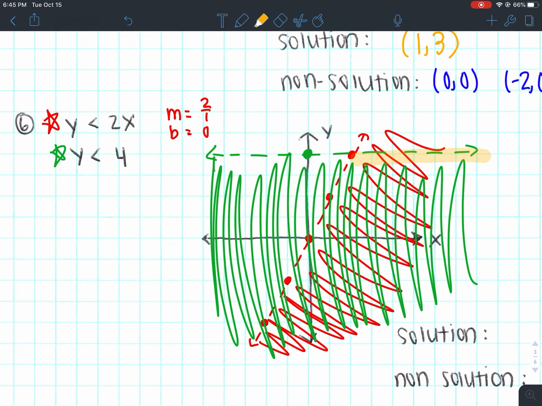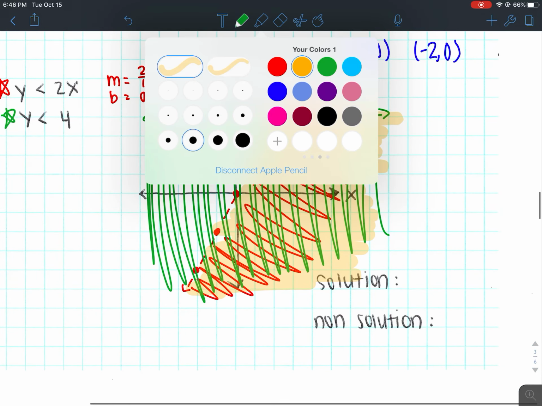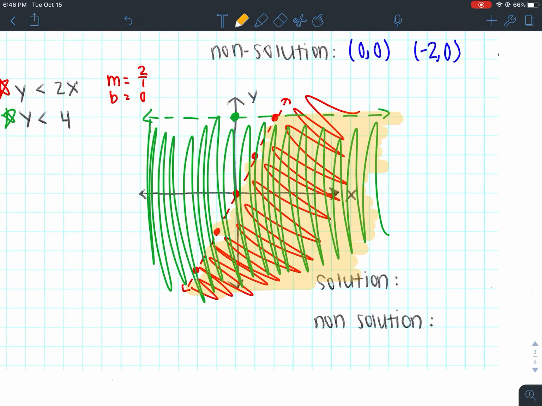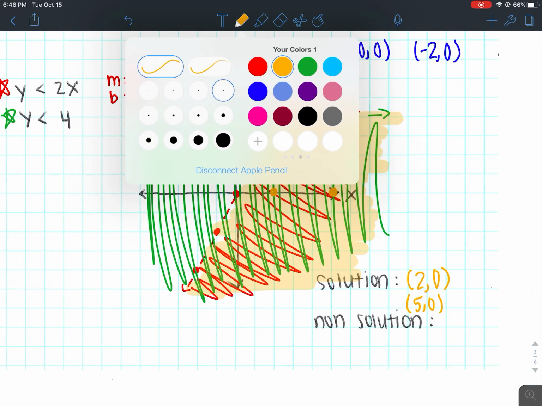The shaded region where they're overlapping is going to be in this orange area over here. So anything in the orange area is a solution. So I'm going to pick the point (2, 0). That works. Or I could pick the point (5, 0). So those are also solutions. Anything in that orange area.